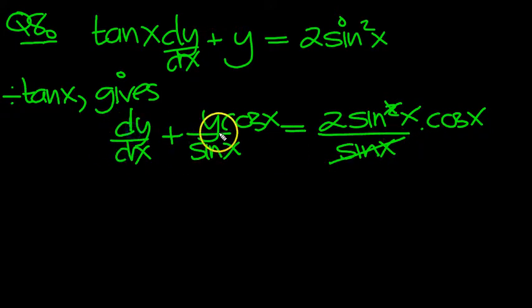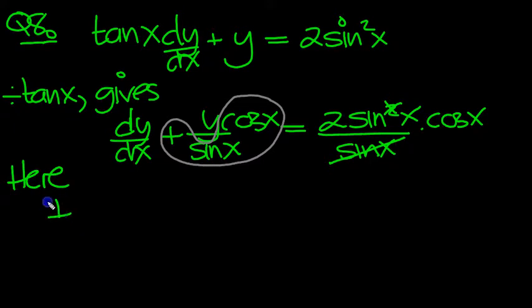So let's have a look at this then. Let's circle the p. Everything but the y is the p. So let's do that. So it's all this stuff here.